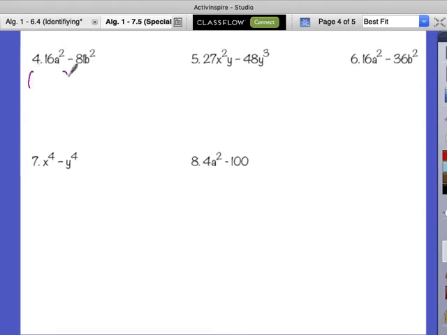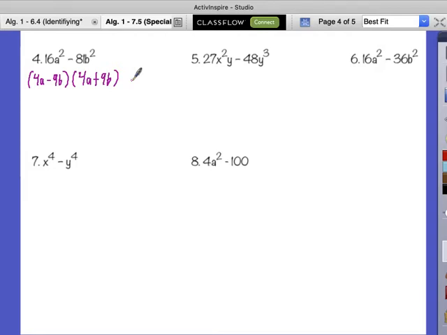4a minus 9b, and then 4a plus 9b. Very good. 4a minus 9b, 4a plus 9b. So we say square root of the first minus square root of the second, square root of the first plus square root of the second.